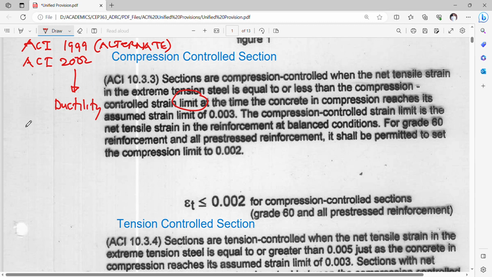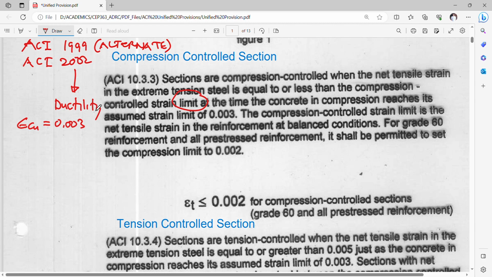So basically the idea is still to allow steel to yield prior to crushing. If we want ductility to happen, epsilon cu, which is equivalent to 0.003, must always be considered as your ultimate crushing strain, reached after the steel strain has been reached, in order for ductile behavior to happen.